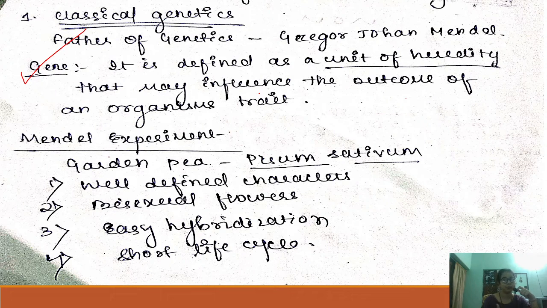First of all, the characters were well defined. What characters he used, we will be discussing later. Second, bisexual flowers were seen. Bisexual means both male and female flowers were seen in the same plant itself. That's why it was very convenient for him to do experiments. Third, easy hybridization. What is hybridization? Mixing of the characteristics. It was easy to do this. And fourth is the short life cycle. Short life cycle means the offspring, or the progeny, formed very easily. If you had taken something with a longer life cycle, then the experiments would be very lengthy and lifelong; many years would be needed. So these are the characteristics for which he chose Pisum sativum for his experiment.